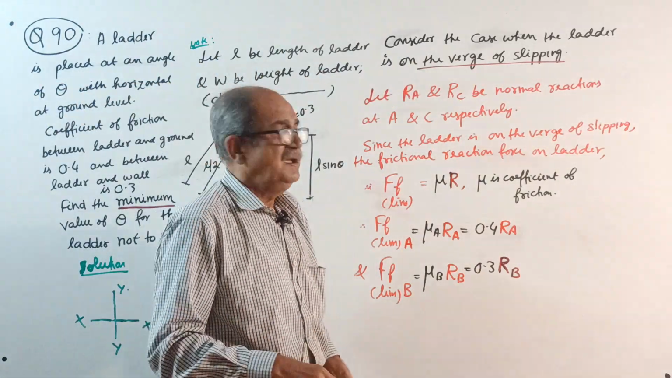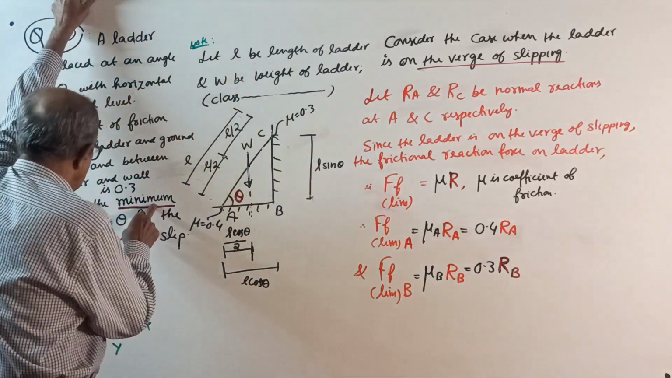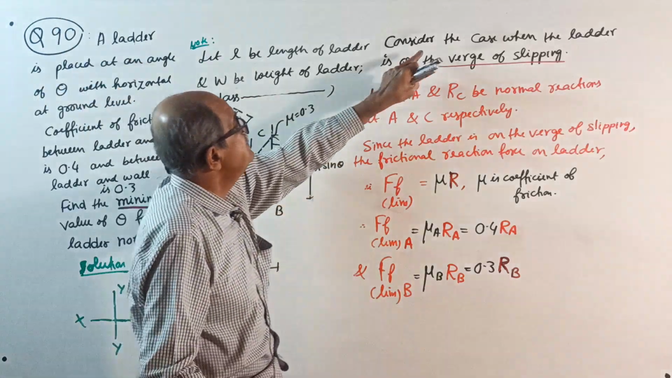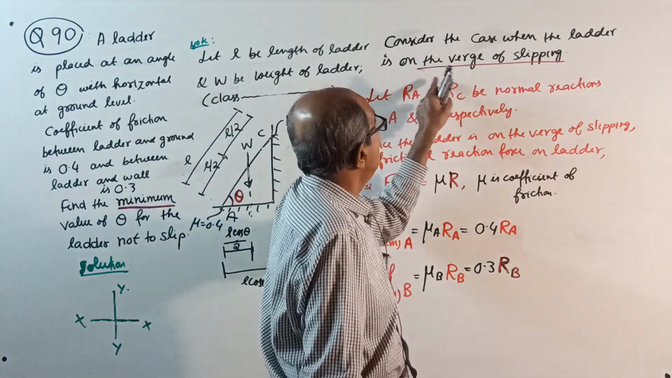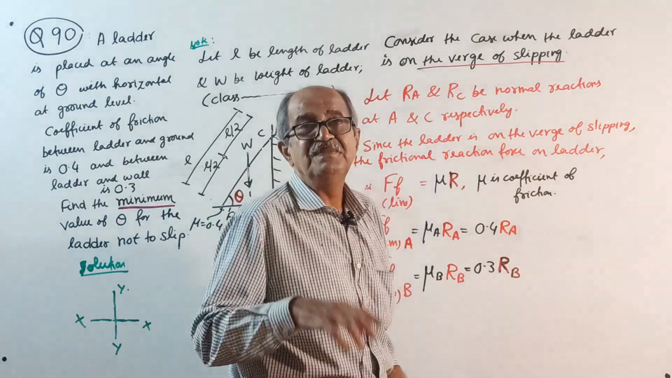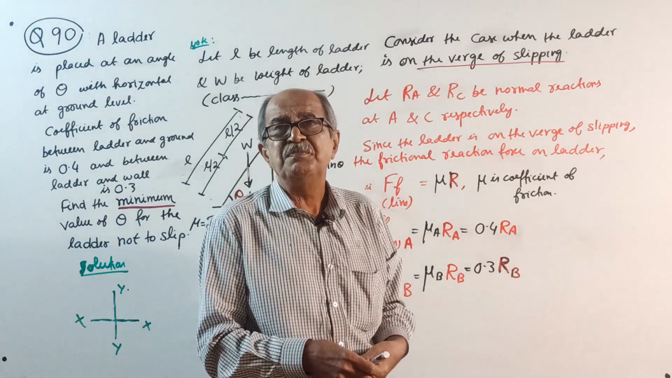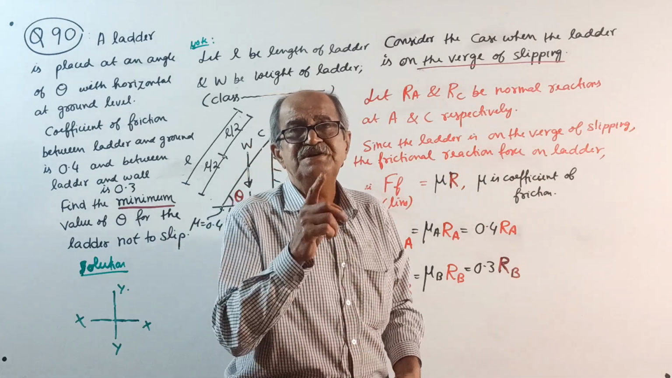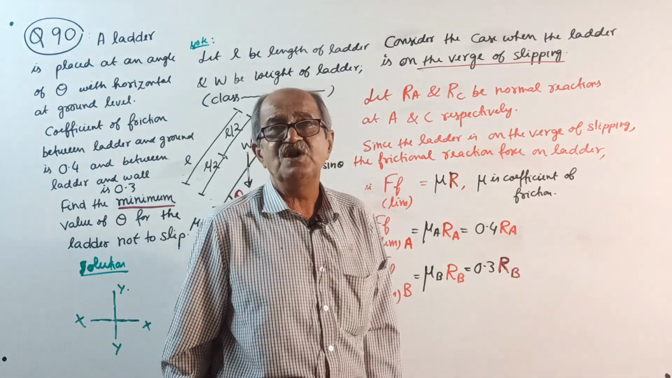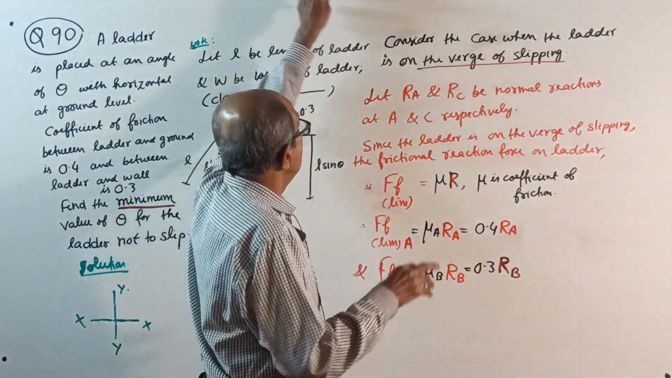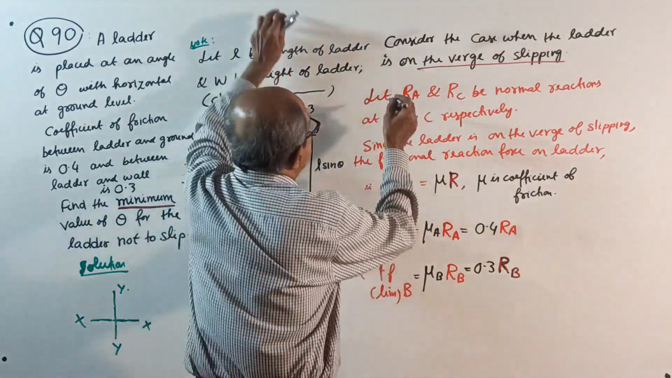Now, they want the minimum value of theta for the ladder not to slip. So, consider the case when the ladder is on the verge of slipping. See, if you want to know some result, if you want the ladder not to slip, or the stable condition, you first check the case, or consider the stage, when it is on the verge of slipping. Okay, over.